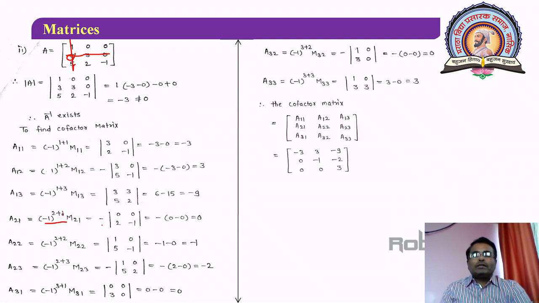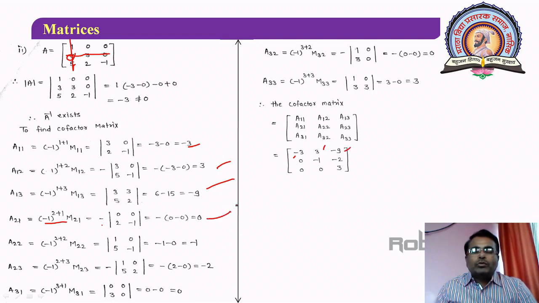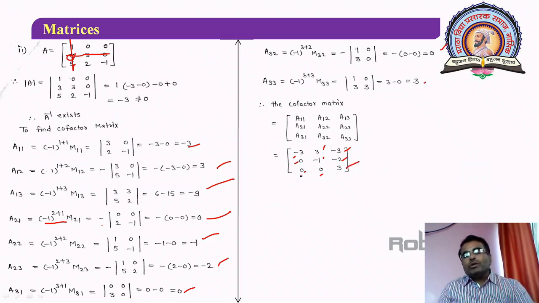So the cofactor matrix is all these elements. You will observe this minus 3 coming as the first element, 3 as the second element, then minus 9 will come here as the third element, then 0 as the fourth element, minus 1 as the fifth element, then minus 2 as the sixth element, 0 as the element in the 3 1 position, then 0 again at the 3 2 position, and again this one at the last position. Now this is your cofactor matrix.